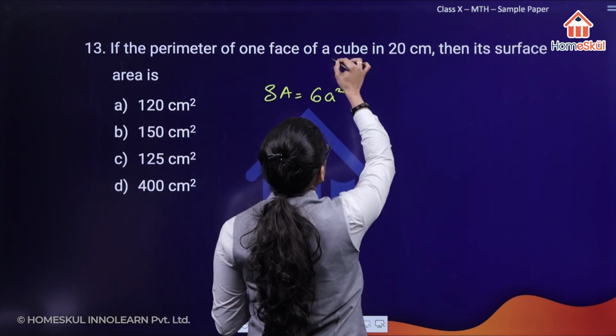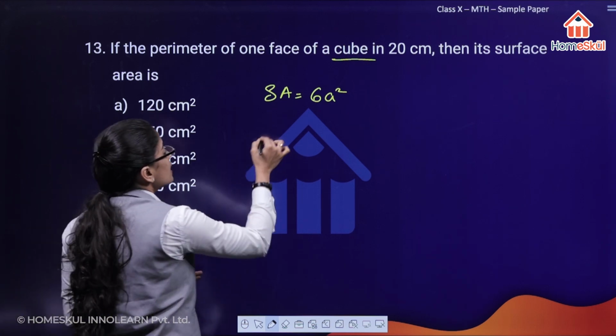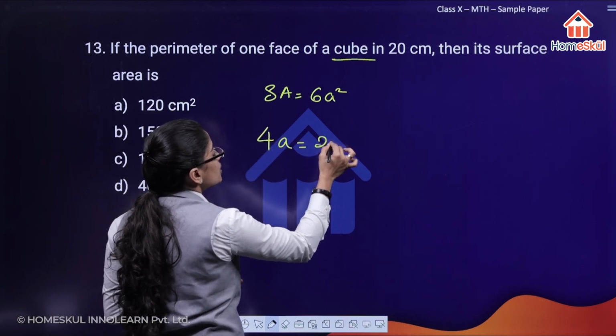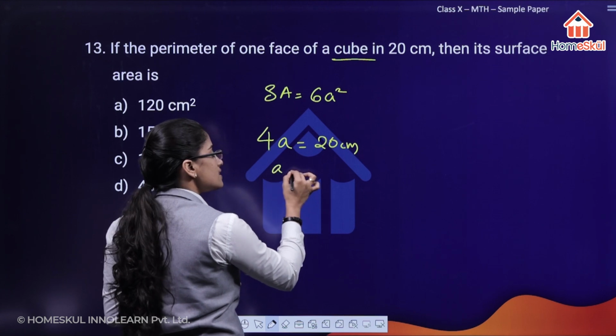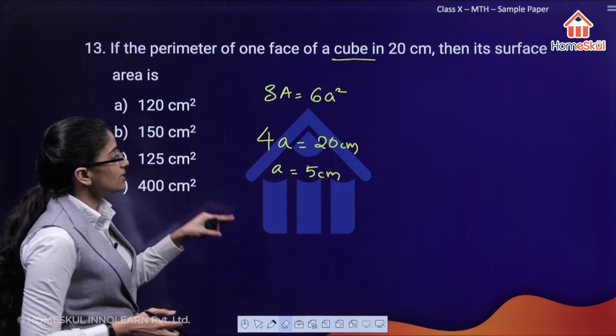The perimeter of a face of a cube is given. What is the face of a cube? It's a square, isn't it? That means 4a is equal to 20 centimeter, given. That is, a is equal to 20 by 4, which is equal to 5 centimeter.